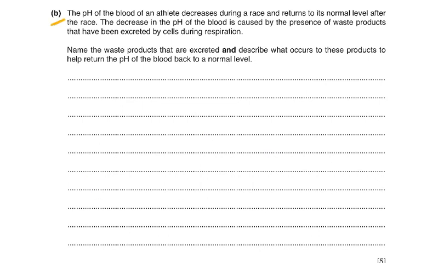B. The pH of the blood of an athlete decreases during a race and returns to its normal level after the race. The decrease in the pH of the level is caused by the presence of waste products that have been excreted by cells during respiration. Name the waste products that are excreted and describe what occurs to these products to help return the pH of blood back to normal level. Now, unless you know this, you can't be doing this question. This is very technical.